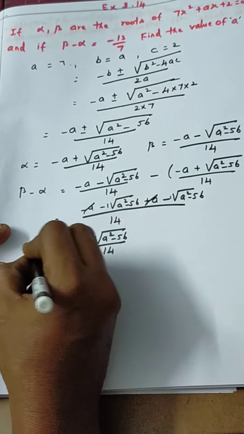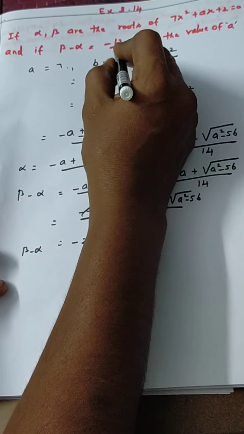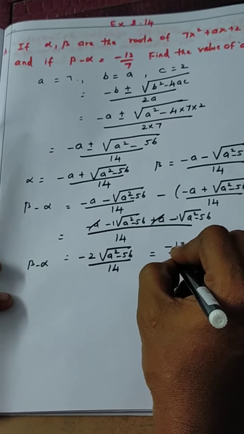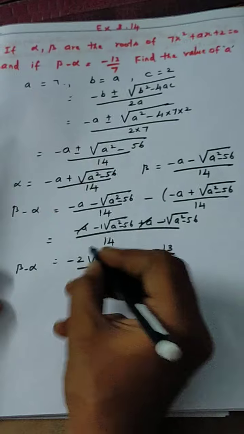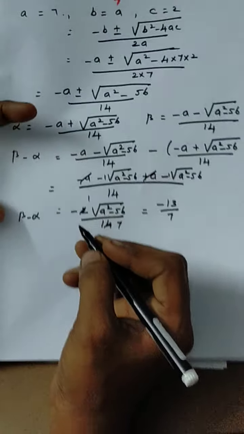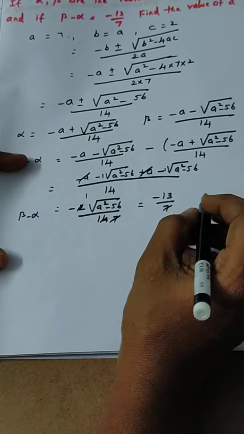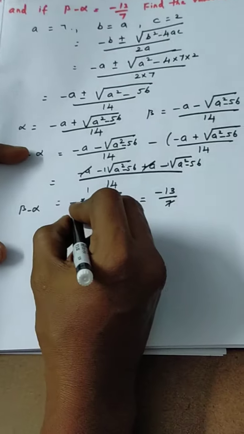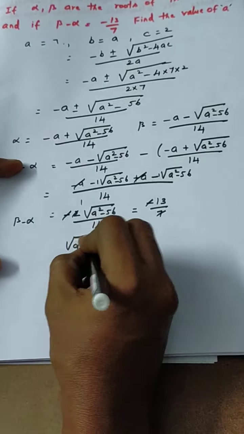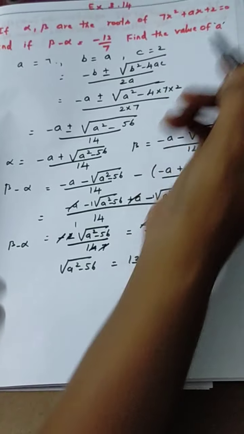This is beta minus alpha, which equals minus 13 by 7. So apply the value: minus 2 root of a square minus 56 divided by 14 equals minus 13 by 7. Next step, cross-multiplying, 14 is 2 times 7. Both sides have denominator 7, which cancels, and the minus sign on both sides also cancels. So root of a square minus 56 equals 13. Find the value of a.